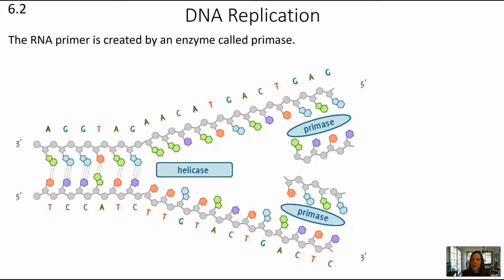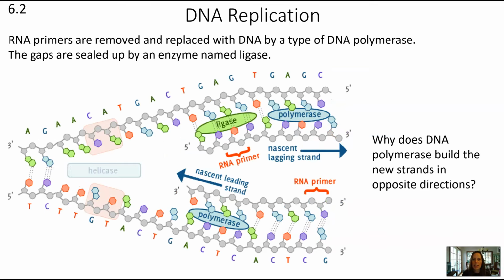So primase lays down a little bit of RNA, and that allows our DNA polymerase to get started. So the DNA polymerase can grab on to that RNA primer and begin to lay down new nucleotides. Eventually, the RNA primers are removed and replaced with DNA by a different type of DNA polymerase. And then those gaps are sealed up by an enzyme called ligase. We'll return to ligase a little later.